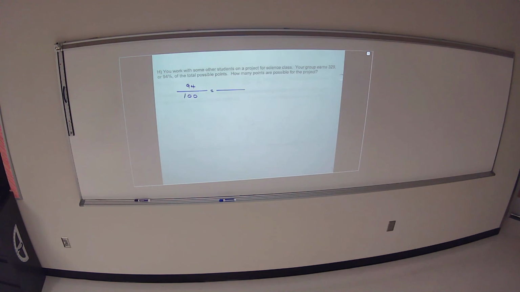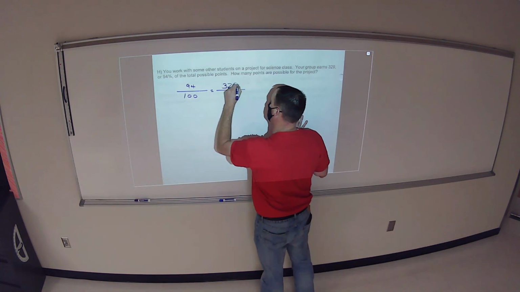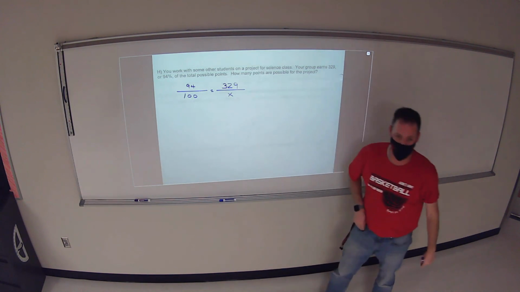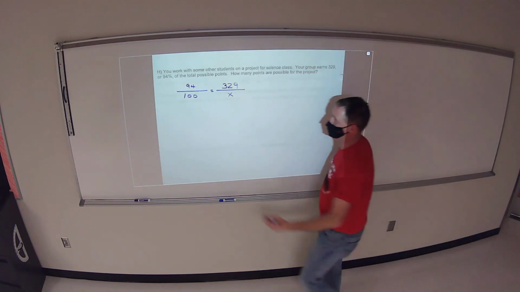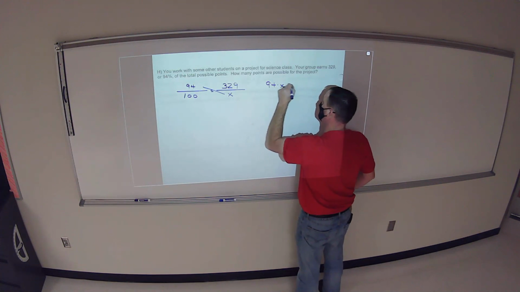Is that my part or my whole? Yes, it is our part. It's the part that we got. It's our grade. And our question is how many total points were on there. So that's going to tell us that we're looking for the whole. Again, just like in problem letter G, we're going to have to solve this one with cross multiplication.